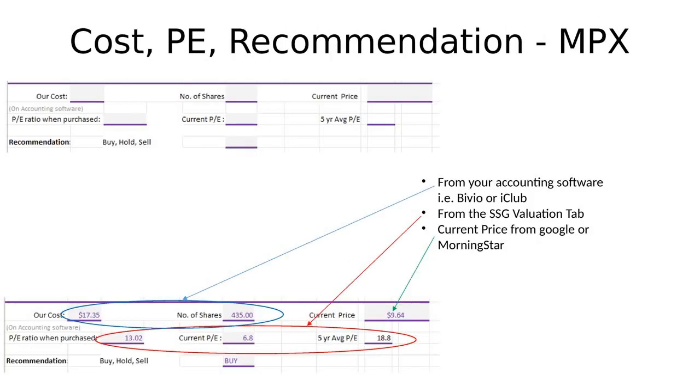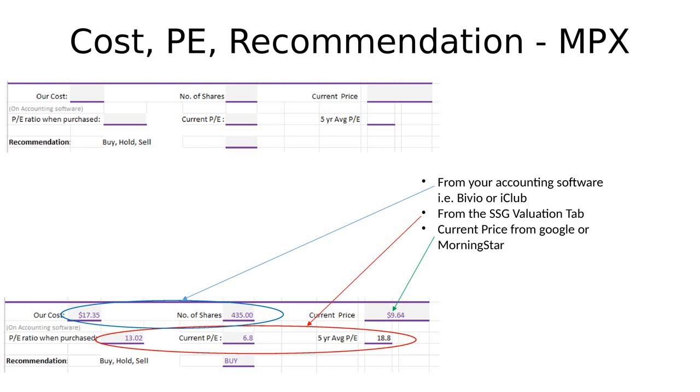Okay, so now we go to the next part, which is just some basic stock data. Your cost, how many shares, what it cost based on how many shares, and then the current price, PE ratio when it was purchased, current, 5 year, and your recommendation of buy, hold, sell. On the top is blank, on the bottom is filled out.